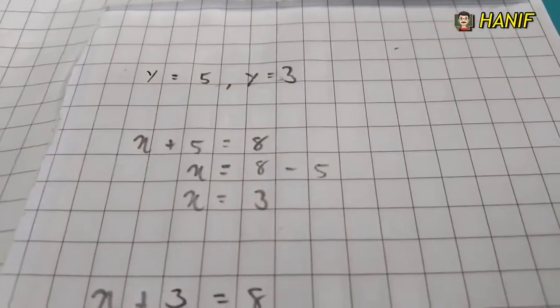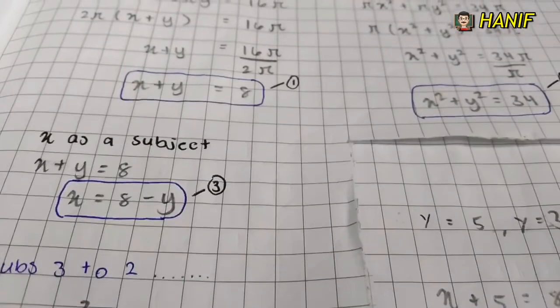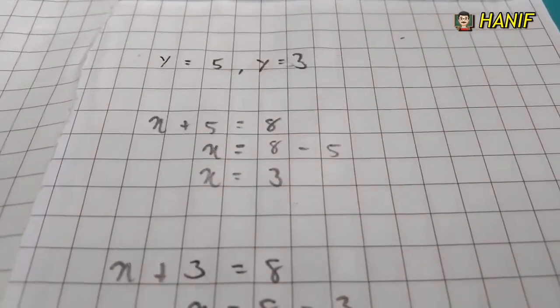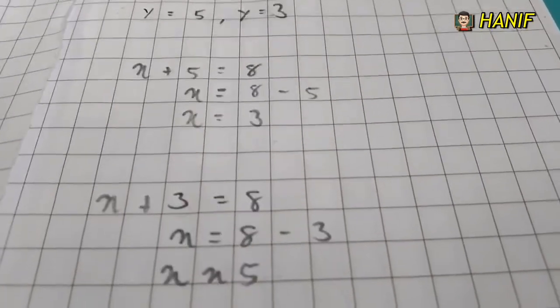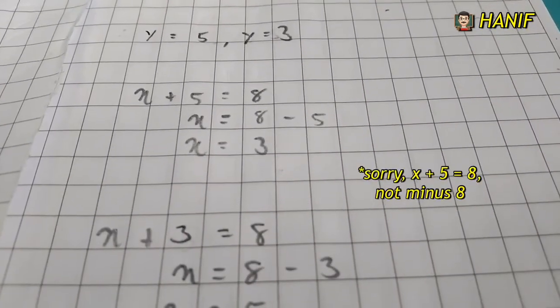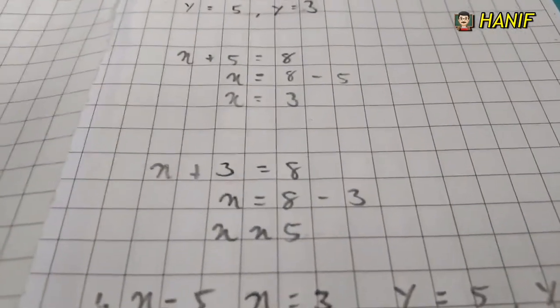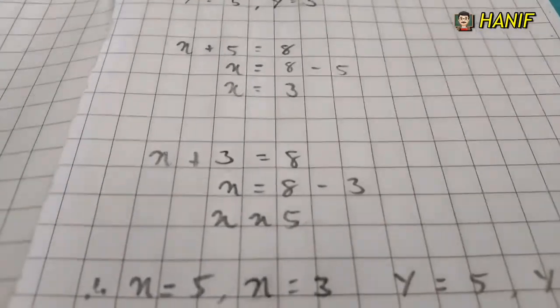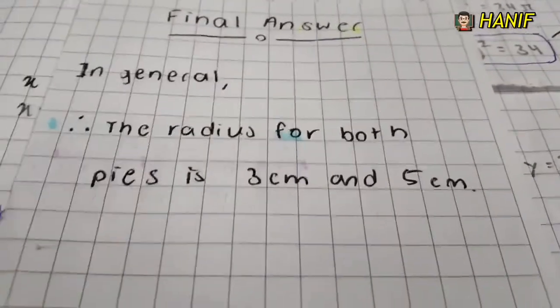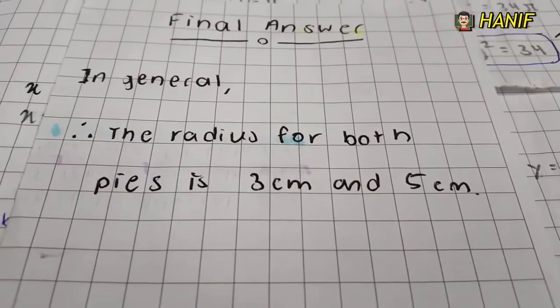And then we substitute the value of y into the first equation, which is x plus y equals to 8, and then we calculate it. And now we get x plus 5 equals 8, until we get x equals to 3. And then x plus 3 equals to 8, calculate it, will become x equals to 5. So for the final answer, we can generalize that the radius for both pie is 3 cm and 5 cm.